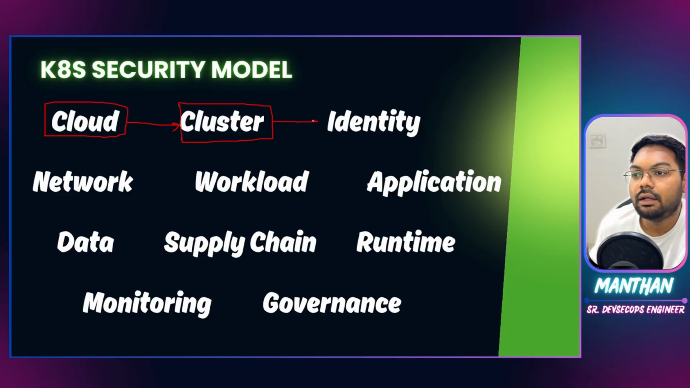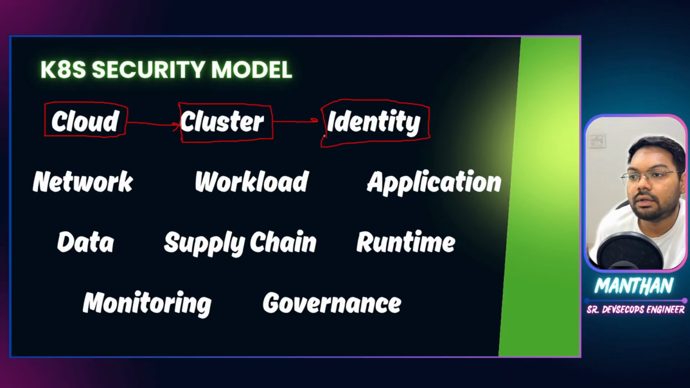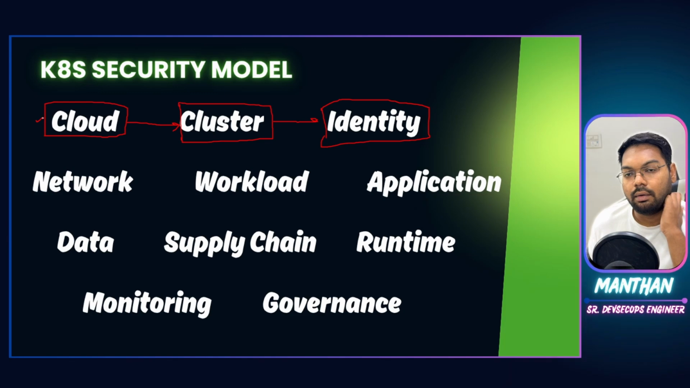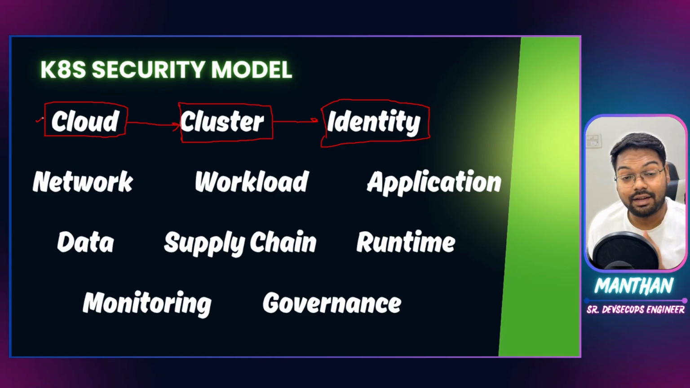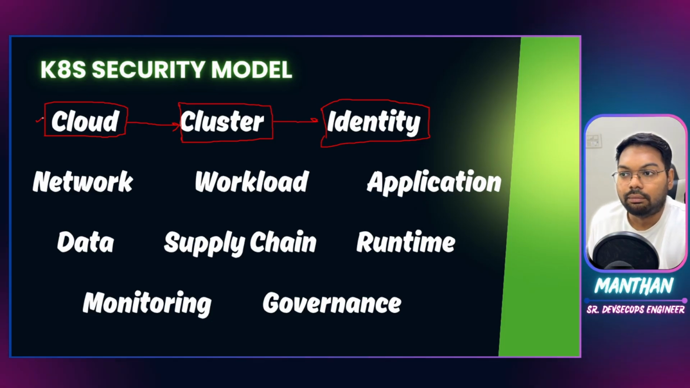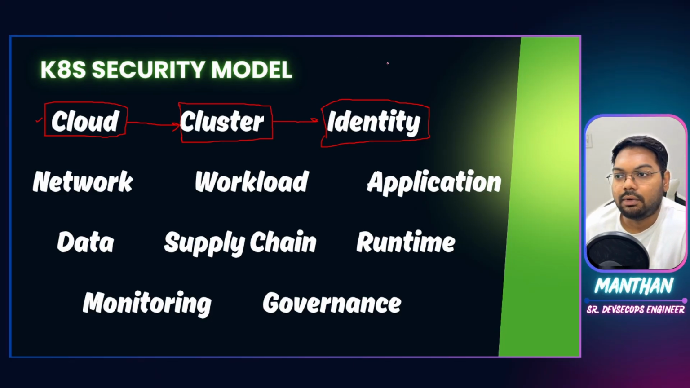Then comes the identity. Who can access the different objects that are associated with either the cluster, the application, or the cloud? Okay. So you need to manage the identity and access management. You need to apply RBAC. You need to apply SSO. You need to apply multi-factor authentication, or some kind of security keychain. So that kind of access management, or identity management, you need to do.